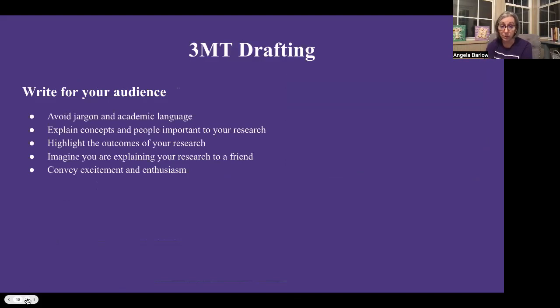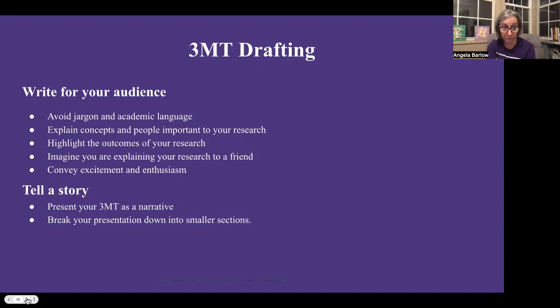When you start drafting your 3MT presentation, you have to keep in mind your audience. We've mentioned avoiding jargon and academic language. But imagine you're explaining your research to a friend, and not all of us have friends in our own discipline. So you want to explain it to that person, convey your enthusiasm and your excitement. And you're basically telling your story. A lot of times students will start off talking about how they were drawn in to this particular research and then what they studied and what they found out. So it is your story, and it's your moment to tell that story.